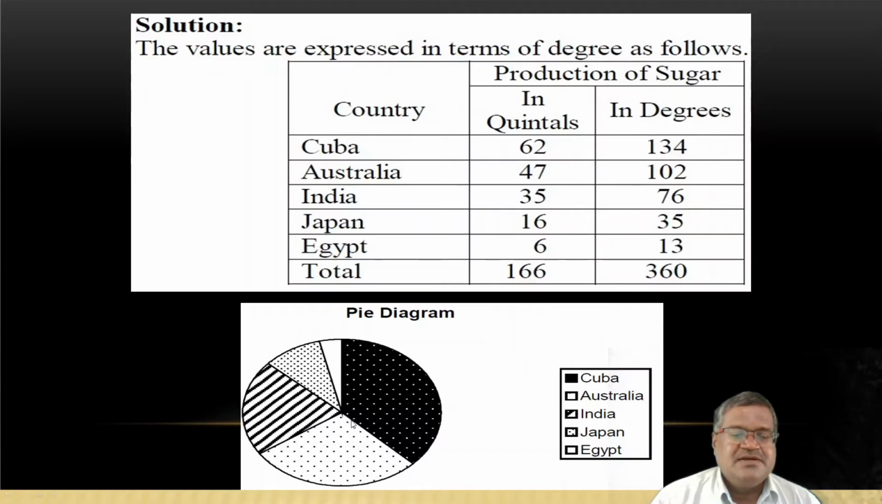By keeping the instrument, we separate the sectors. Cuba is in black color. Australia, like this. This is Australia. India, Japan, this is Japan. Egypt is dots, and this is Japan, like this. We need to draw a pie diagram for the given data.